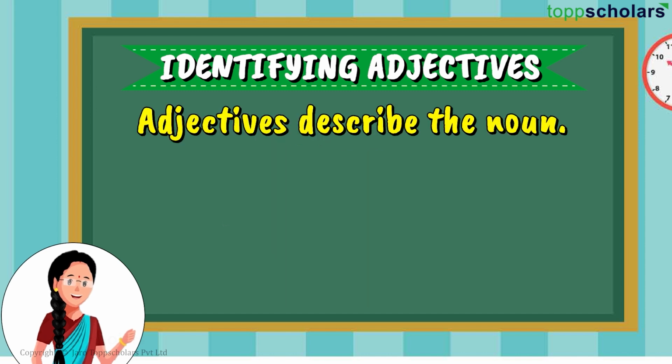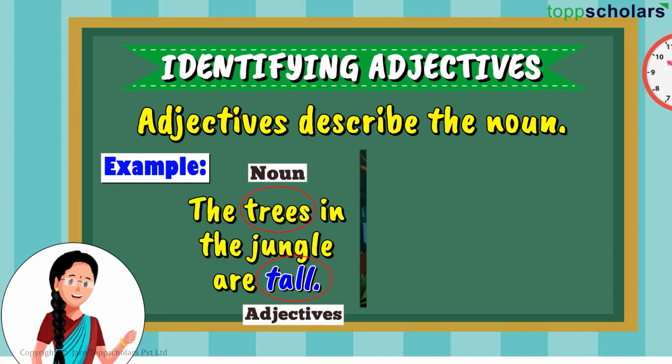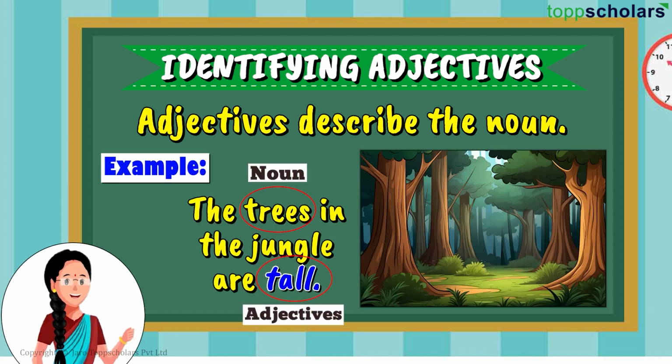Yes, the adjectives help us to describe the noun. They usually come before the noun. Sometimes adjectives also come after the noun. For example, the trees in the jungle are tall.